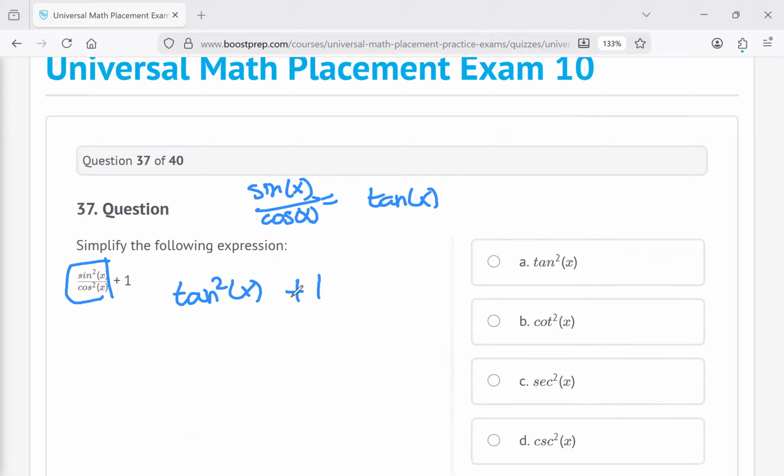Now, this is also a Pythagorean identity. Tan square of x plus 1 is equal to exactly sine square of x. I mean, not sine square, secant square of x. So letter C.